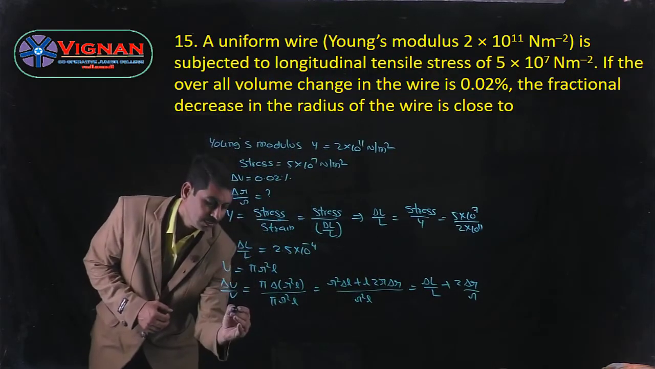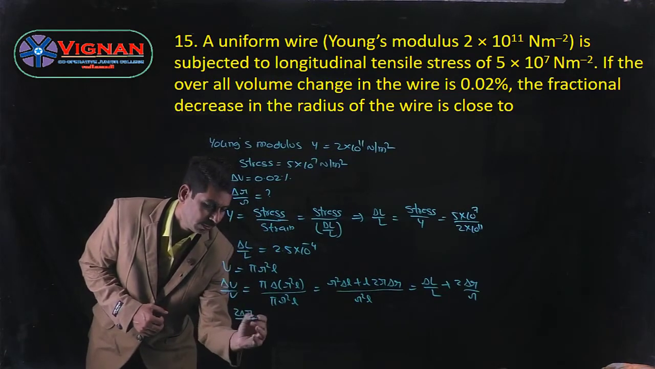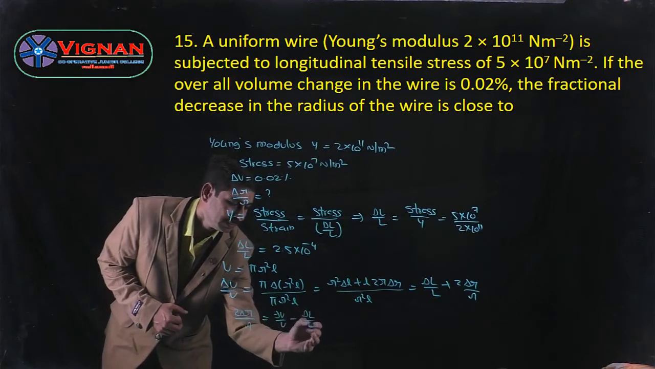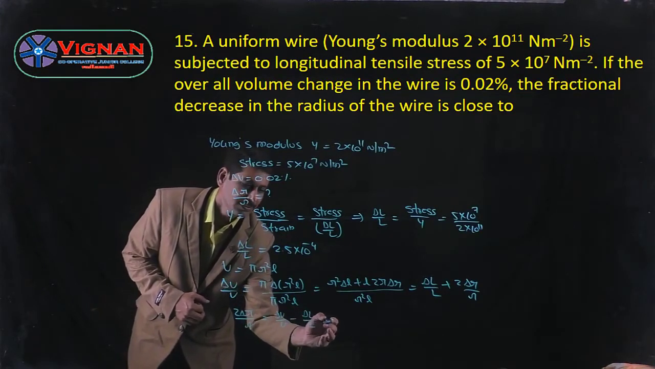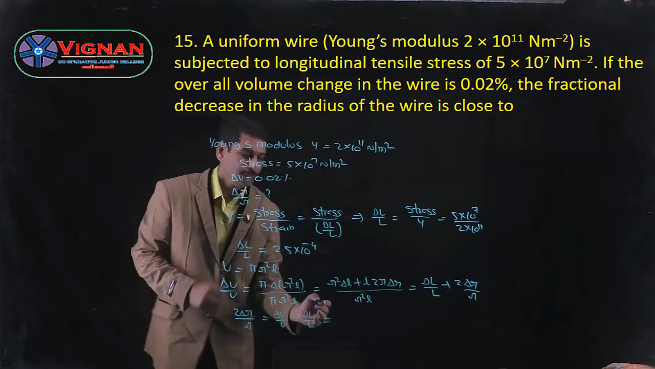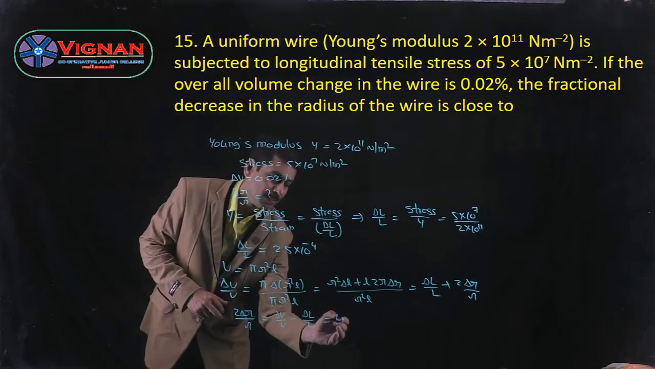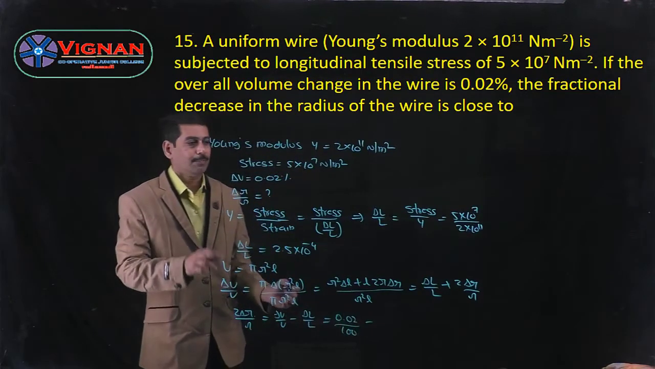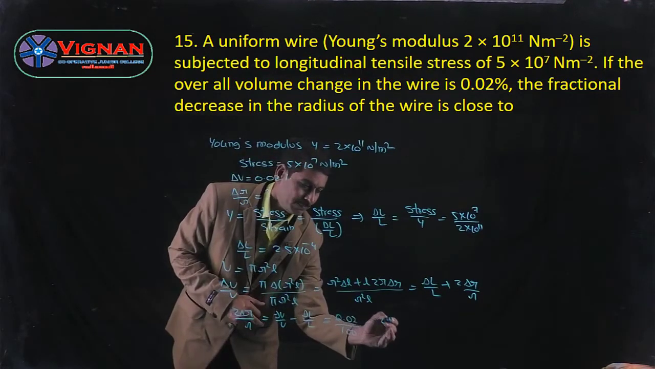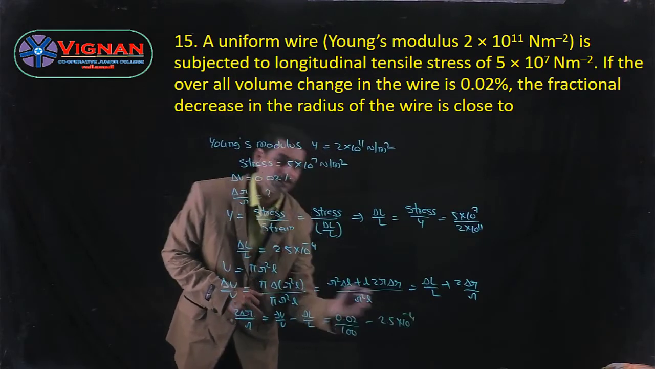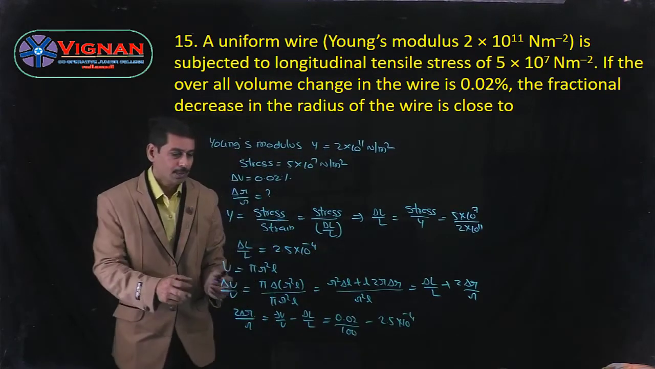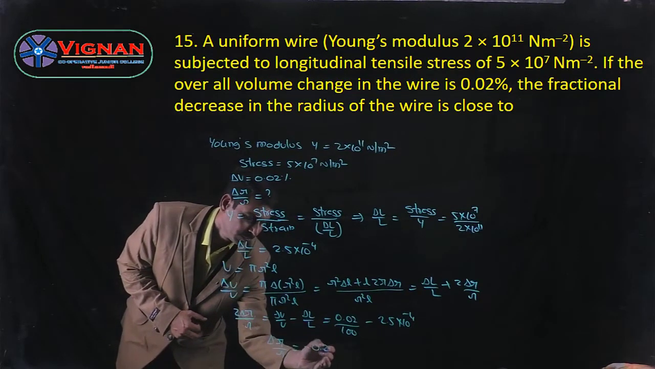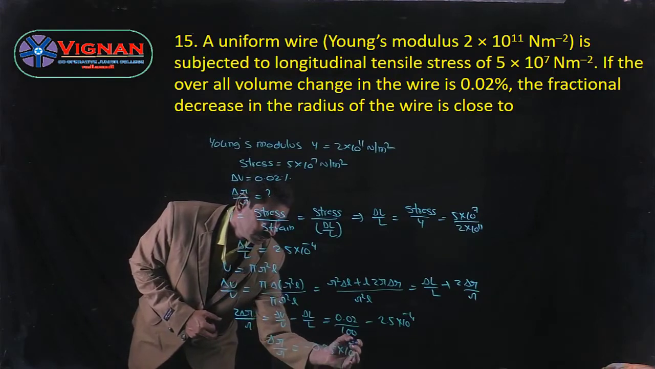From this, 2 into delta R by R is equal to delta V by V minus delta L by L. This is nothing but delta V by V is given as 0.02 divided by 100 minus delta L by L, which we get as 2.5 into 10 power minus 4. So on simplification we get delta R by R is equal to minus 0.25 into 10 power minus 4.